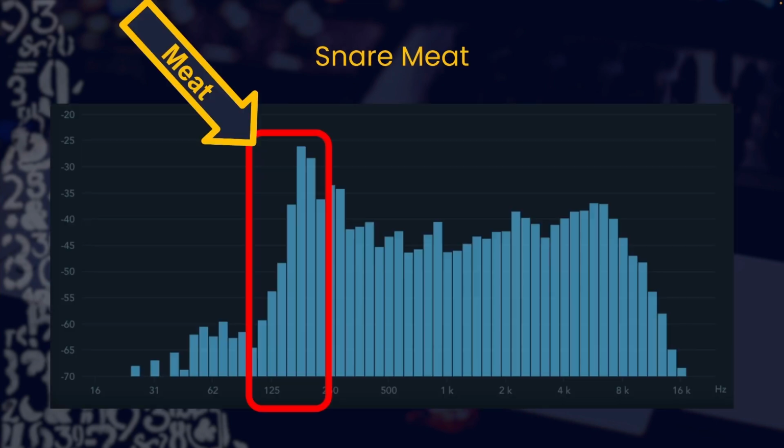Okay, so our next area for EQing the snare is the meat of the snare, and that's really going to be looking at this fundamental of the snare. So I will almost always boost right below the fundamental because I want even more of that body, that oomph of the snare.